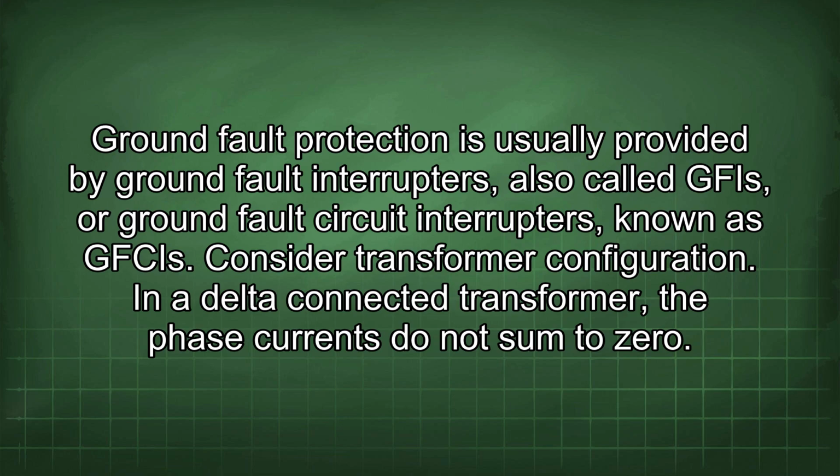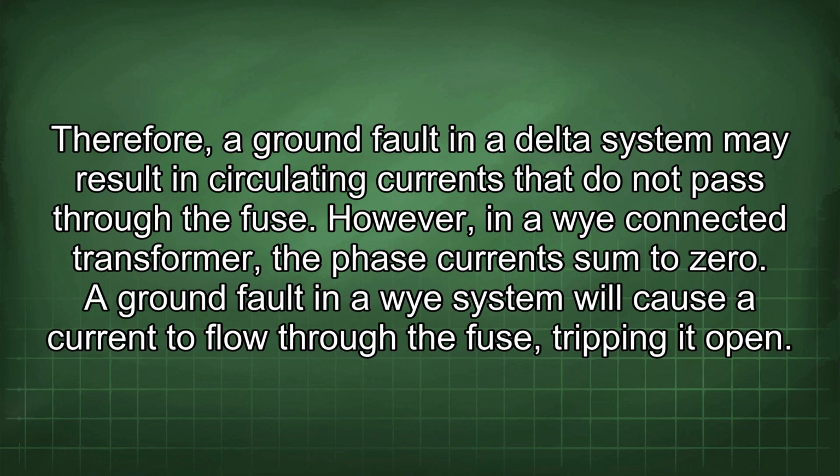Consider transformer configuration. In a delta-connected transformer, the phase currents do not sum to zero. Therefore, a ground fault in a delta system may result in circulating currents that do not pass through the fuse. However, in a Y-connected transformer, the phase currents sum to zero. A ground fault in a Y system will cause a current to flow through the fuse, tripping it open.